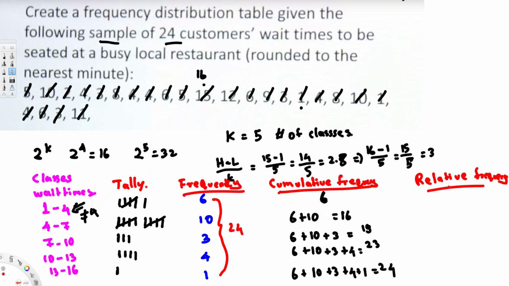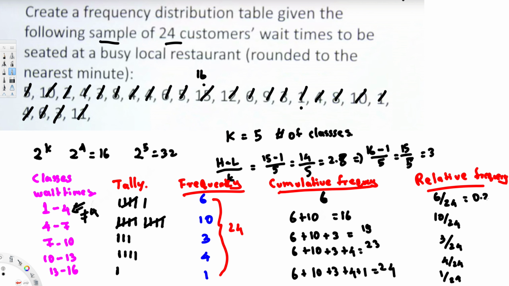24. So what we have to do is, we take this number, for the 1 to 4 range, we have 6 frequencies. So 6 divided by 24. Then the second one is going to be 10 divided by 24. And the third one is going to be 3 divided by 24. The fourth one is going to be 4 divided by 24. And the fifth one is going to be 1 divided by 24. So this is going to be relative frequency, and let's go ahead and calculate.